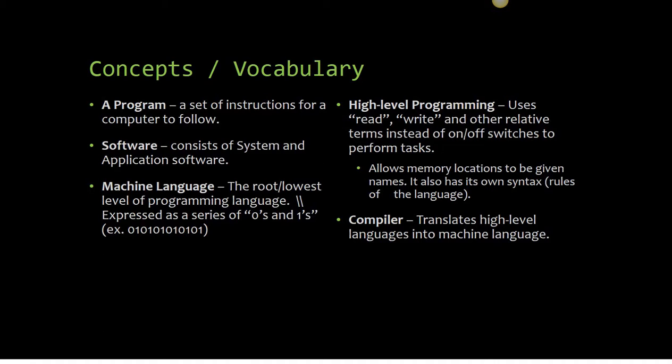Now, because a lot of us just can't write thousands of lines of code in zeros and ones, what we have to use is what we call a high-level programming language, like C, C Sharp, or Java, and it uses reads and writes and other relative terms instead of zeros and ones or on and off switches to perform tasks. It also lets us name our memory location, and because there are rules and names we have to abide by in high-level programming, we have a word called syntax, which represents all these rules.